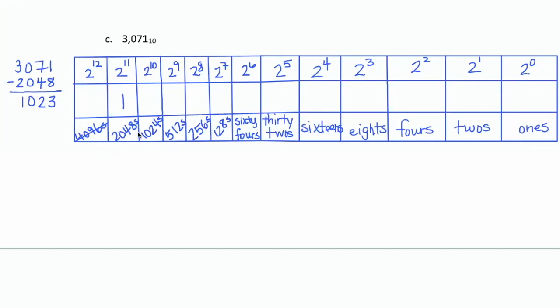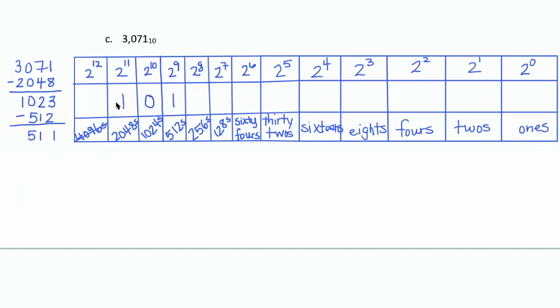My next place is the 1024s. Can I subtract that from 1023? Nope. So that's going to be represented by a digit 0. How many 512s can I fit? Subtract it and see how much is left. Can I subtract another 512?